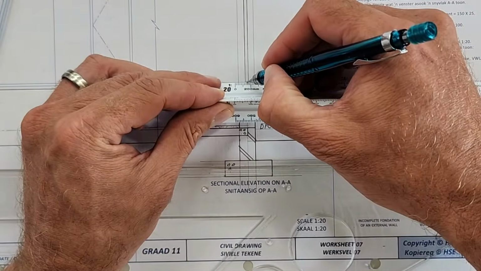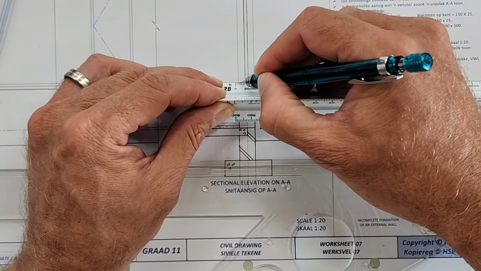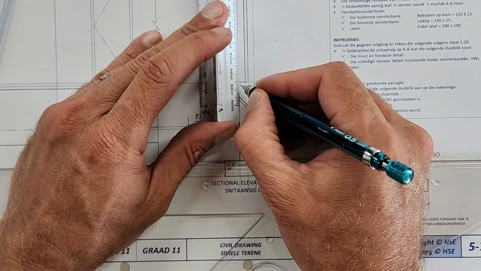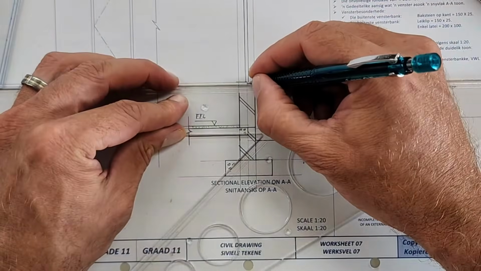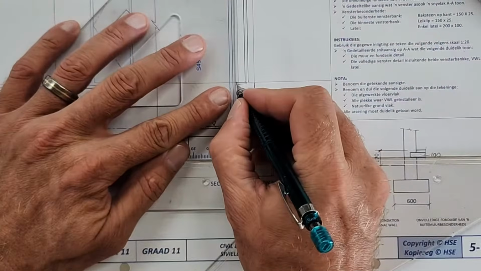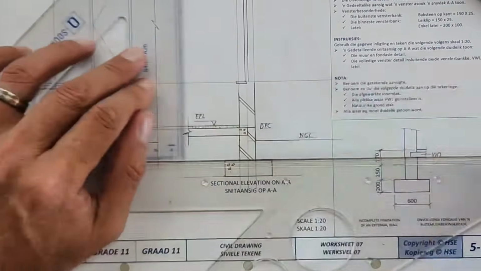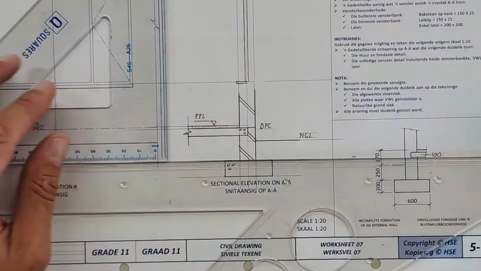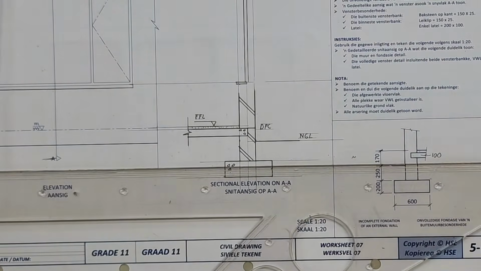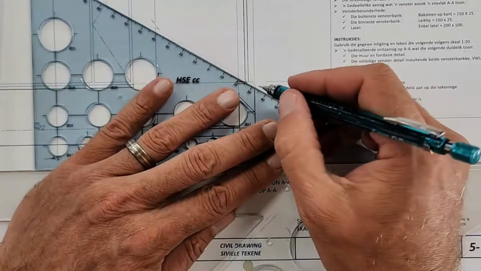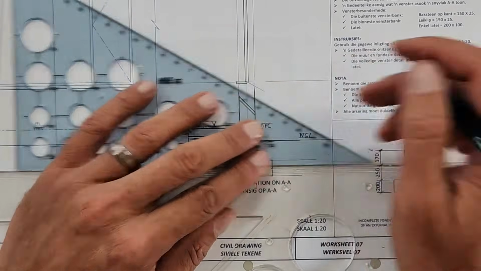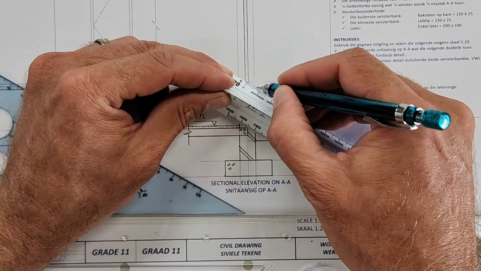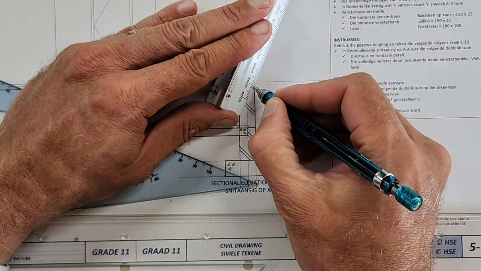150 from the middle. 25. Not a lot to draw with. Then the outside window sill. You can do that at 30 degrees, and that now starts again from this corner. Let me measure that. It's also 150, and the same thickness.